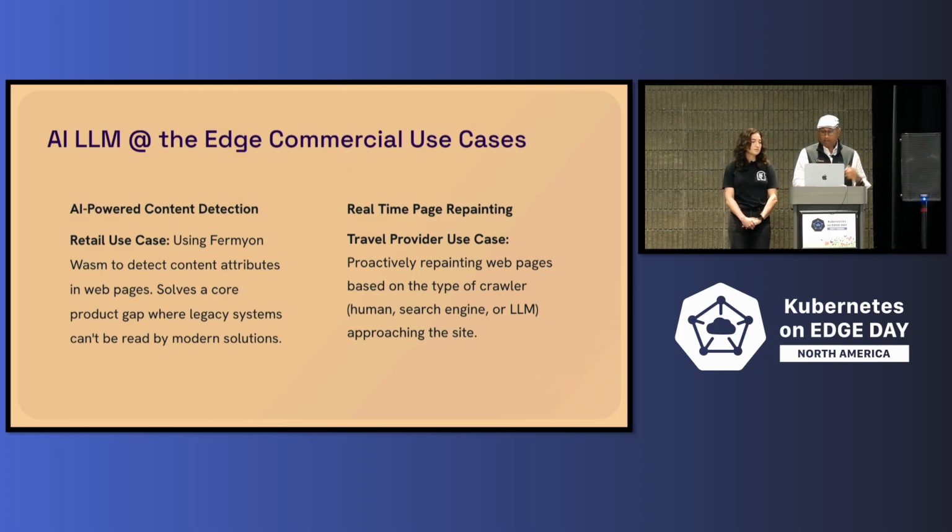Now, in the second example, real-time page repainting for travel providers, this is about personalization. The same page can render differently depending on who's looking at it. For example, a human visitor sees an optimized UX, whereas an LLM crawler sees a context-rich summary. Those transformations happen instantly via Wasm functions on the edge, no round trip, no origin, no performance trade-offs.